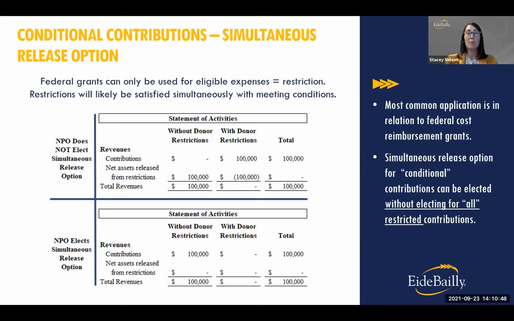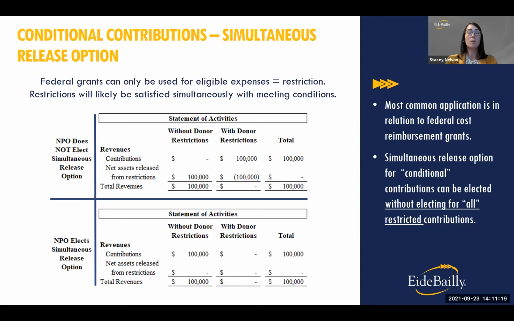Nonprofits, as you may or may not be aware, have the opportunity to make an election, which is called the simultaneous release option. Under the simultaneous release option, contribution revenue that is restricted, in which those restrictions are met in the same period, can be reported as revenue without donor restrictions. If a nonprofit makes that election, it's an all or nothing policy. They have to treat all of their restricted revenues the same.